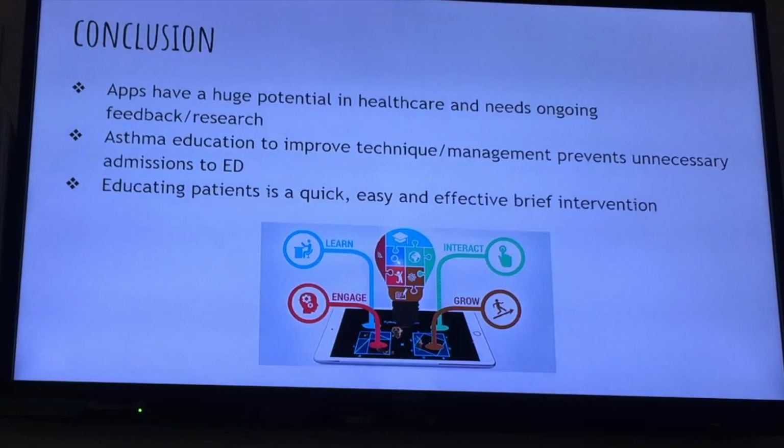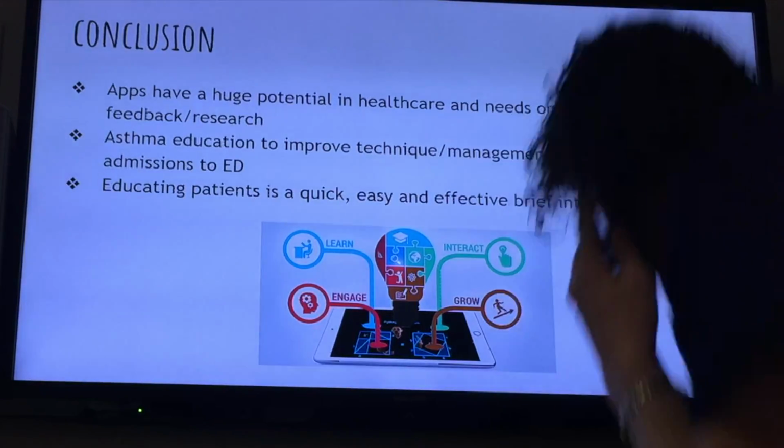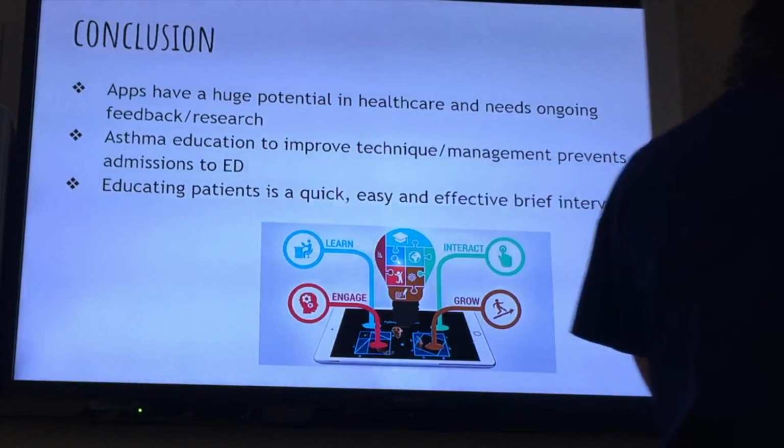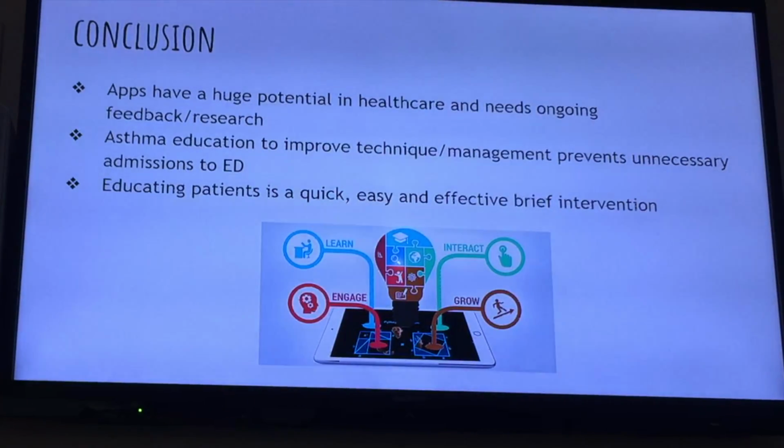However, as Joe mentioned, a lot of the papers did say that asthma education would improve technique and management and prevent unnecessary admissions to the emergency department, which leads to decreased strain on hospital resources as well. Using the app is also really quick and easy, and it's an effective brief intervention. Most parents spend about 10 minutes using the app, and while I'm there they can ask me questions if they have any. It's a good way to monitor and see if there are any issues with their technique as well.